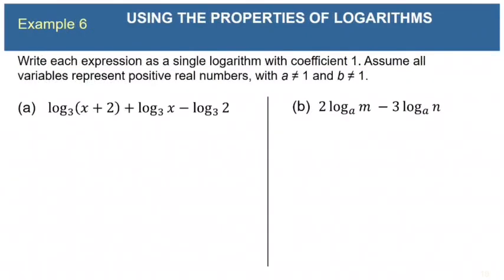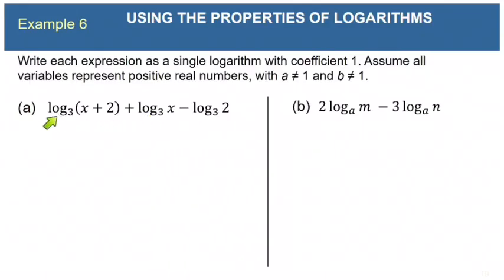And for example 6, let's go the other direction. Now we have multiple terms and we want to condense them into one single term. So the instructions say write each expression as a single logarithm with coefficient 1. So we know from our product and quotient rules that if a log term is positive, it must belong to the top of the argument, and if a log term is negative, it must belong to the bottom. So first, notice that we have all the same base here. You cannot do this with different bases.